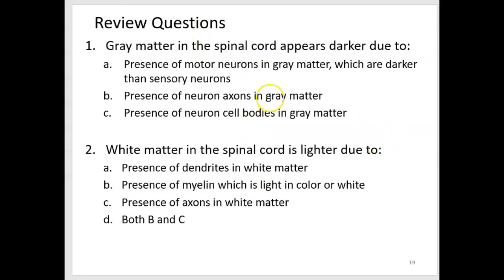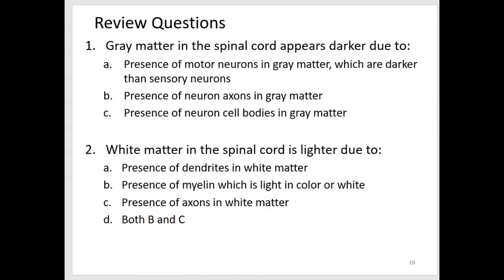Okay, let's do some review questions. Gray matter in the spinal cord, why does it appear darker? Is it due to the presence of motor neurons versus sensory neurons? Is it because one looks dark and one looks light? Is it due to the presence of axons or the presence of cell bodies? And of course, the answer is C, the presence of neuron cell bodies.